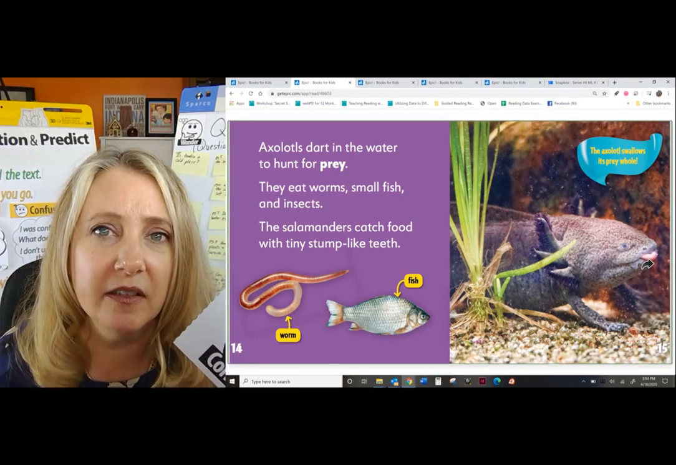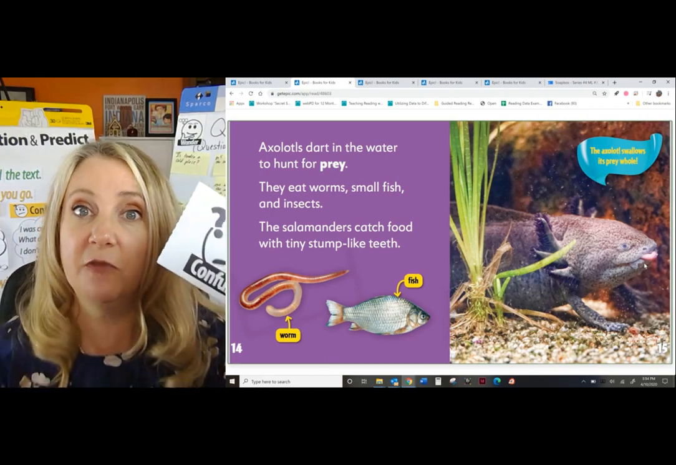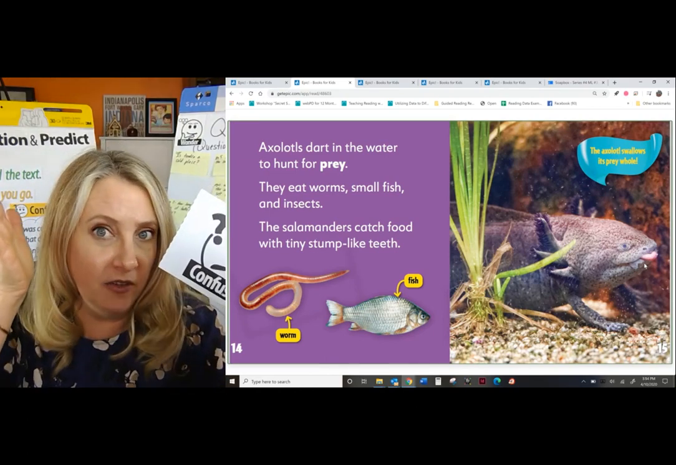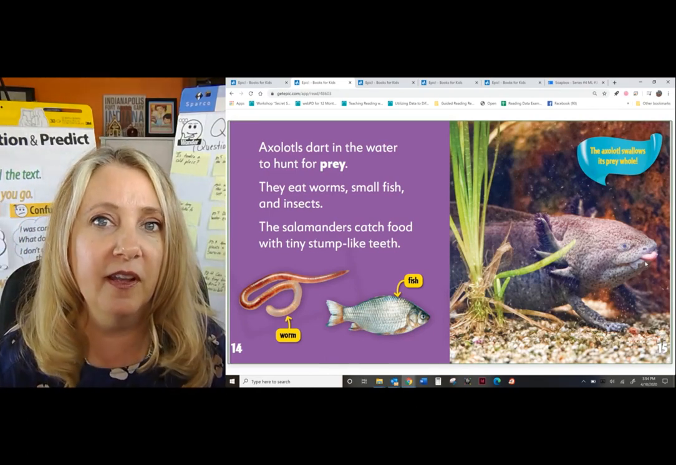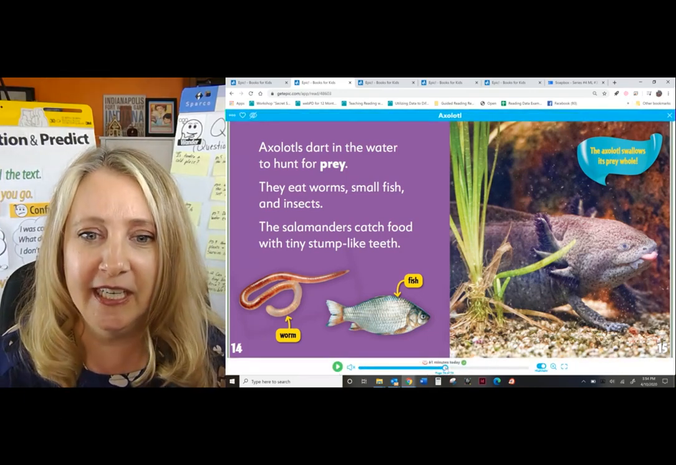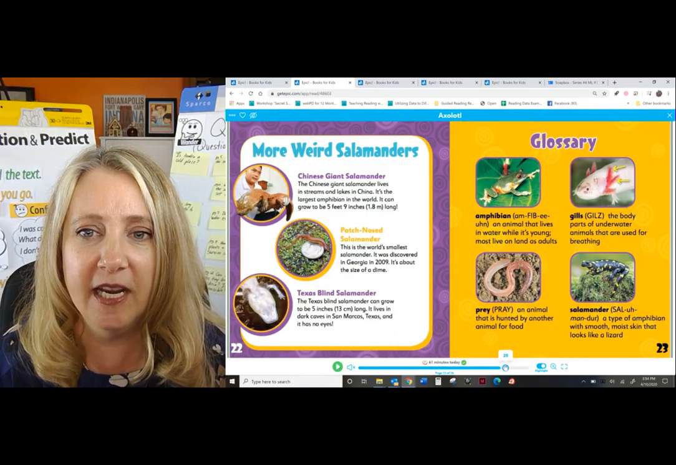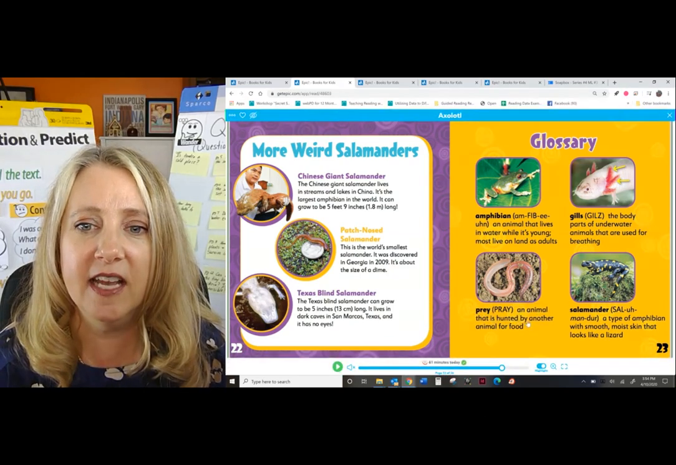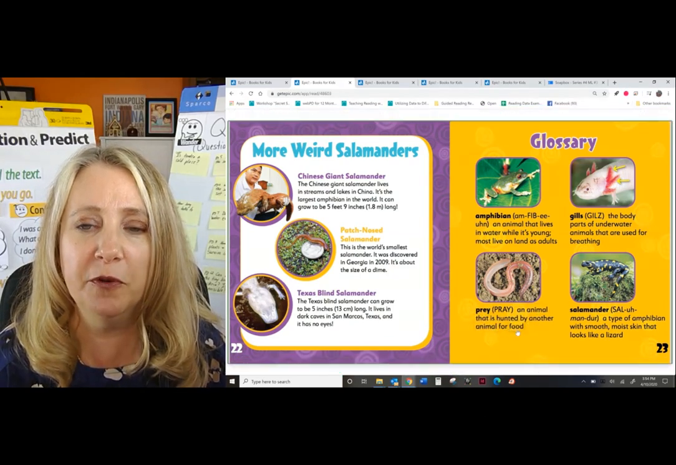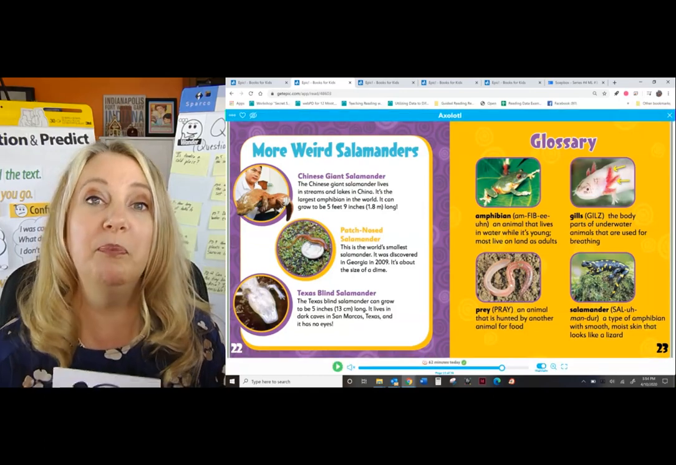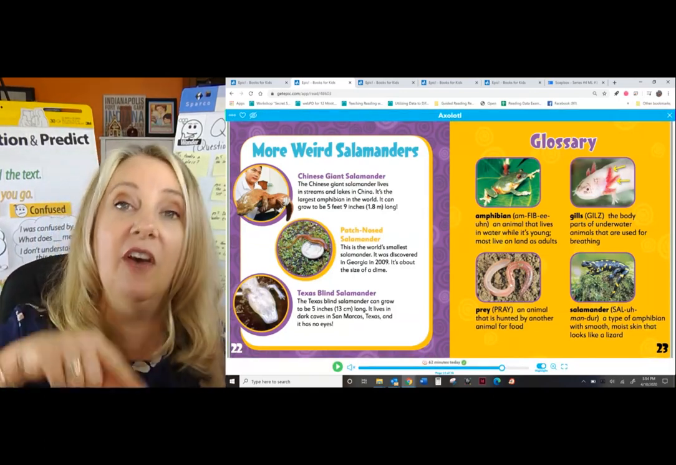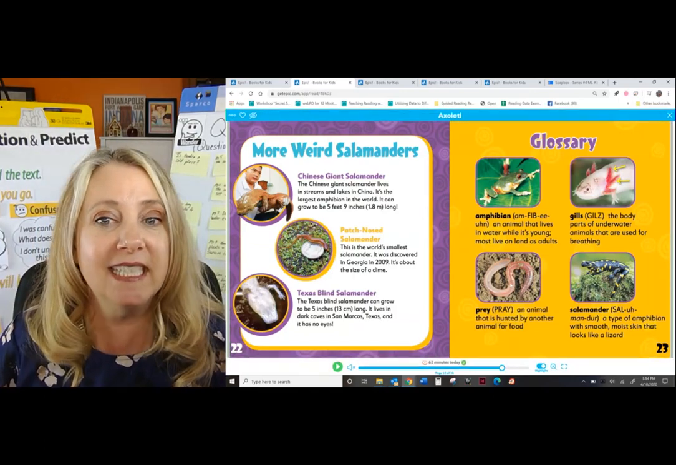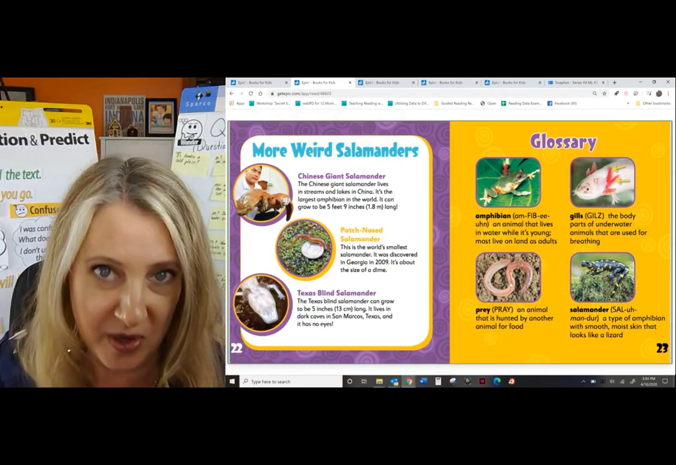What is that? Where could we go to help ourselves even more when we're confused? Where can we go? To the glossary. Let's head over there. Ready? Prey. An animal that is hunted by another animal for food. Oh, that's what it looked like was sticking out of that axolotl's mouth. It wasn't a tongue. It was a worm.